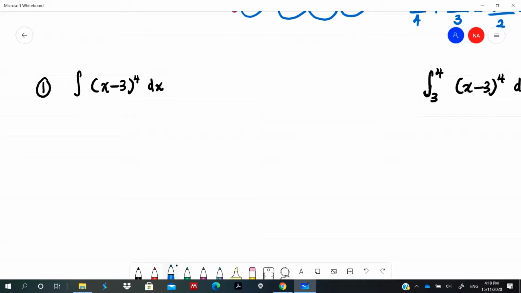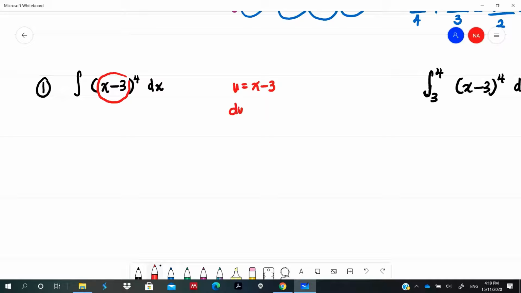You have x minus 3 to the power of 4. The power is very big now. You can try to expand, and you still can do this, but it's long. So what you can do is use the substitution method. Usually we call this U substitution, meaning in this case you take u equal to x minus 3.